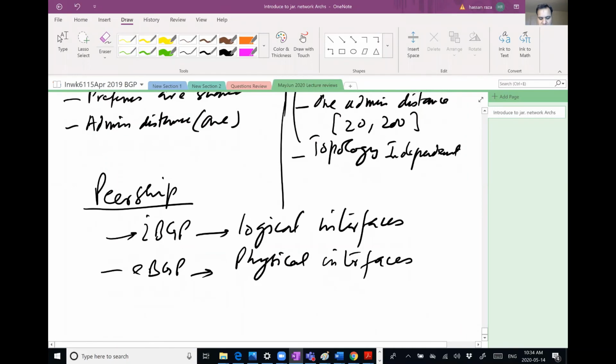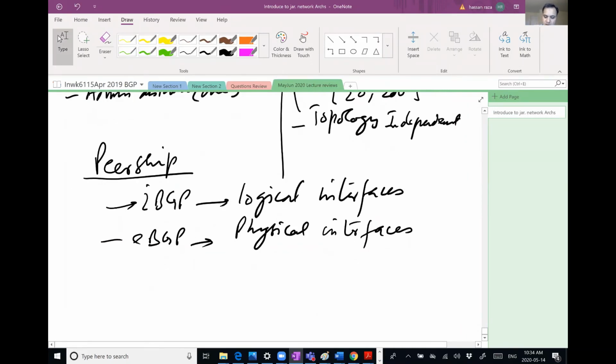Okay, then why? The first answer to the first why is because earlier we had a discussion when we said logical interfaces are more reliable because they are virtual, they don't go down as compared to physical interfaces. And when I'm talking about inside of my own network, I have configured my network and I know all the interfaces of my network. So it would be better to go for a reliable presence.